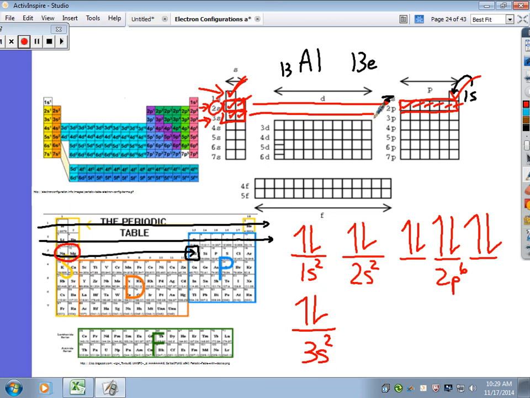Now I need to physically walk down the hall to the p's, and I need to draw 1, 2, 3 lines and put 3p, because that's where I am. And how do you fill them? Going up. And I can put 3p1. If you add up the electrons, 2 and 2 is 4, and 6 is 10, and 2 is 12, and 1 is 13. And I just drew aluminum.